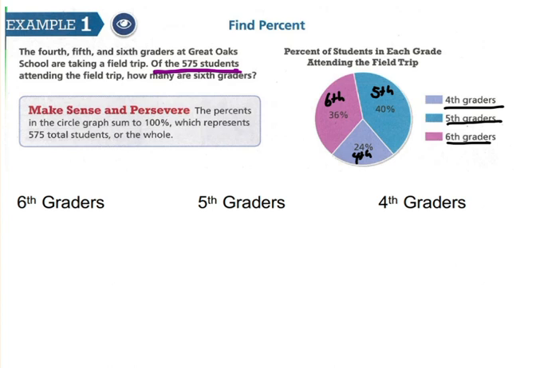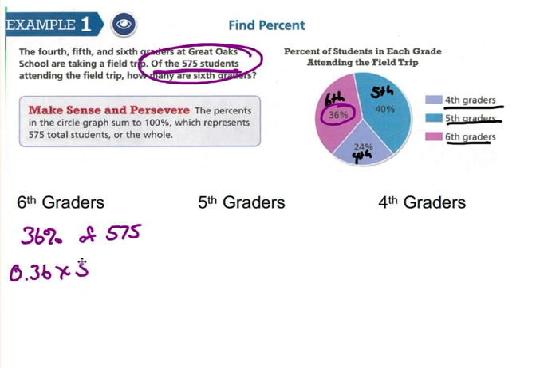So we're going to start with 6th grade. Well, 6th grade is 36% of the total students, which was 575. Well, that's just 0.36 times 575, which is about 201 students. It doesn't come out exactly. So since we're talking about a student, we're talking about something we can't really have part of something. We just have to round it off to the nearest number. But when we want to find the percent of some amount, it really just means multiply that percent times our amount.